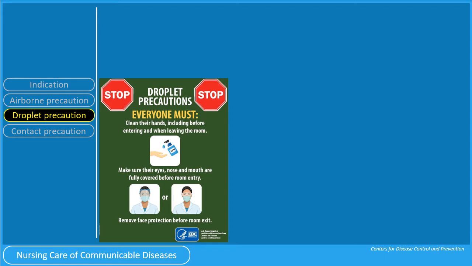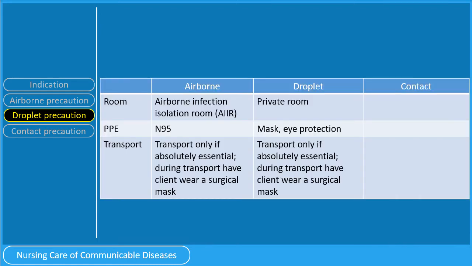In airborne precaution, the N95 mask is removed after room exit, while in droplet precaution, the PPEs are removed before room exit. For the salient features of droplet precaution, place the patient in a private room, and healthcare providers should wear masks and eye protection. Transport must be limited to essential purposes, and during transport, have a client wear a surgical mask.